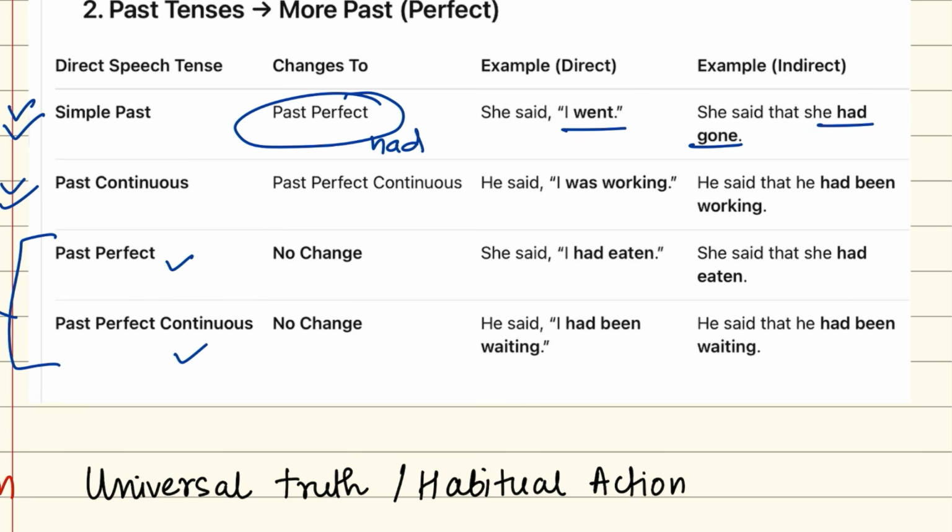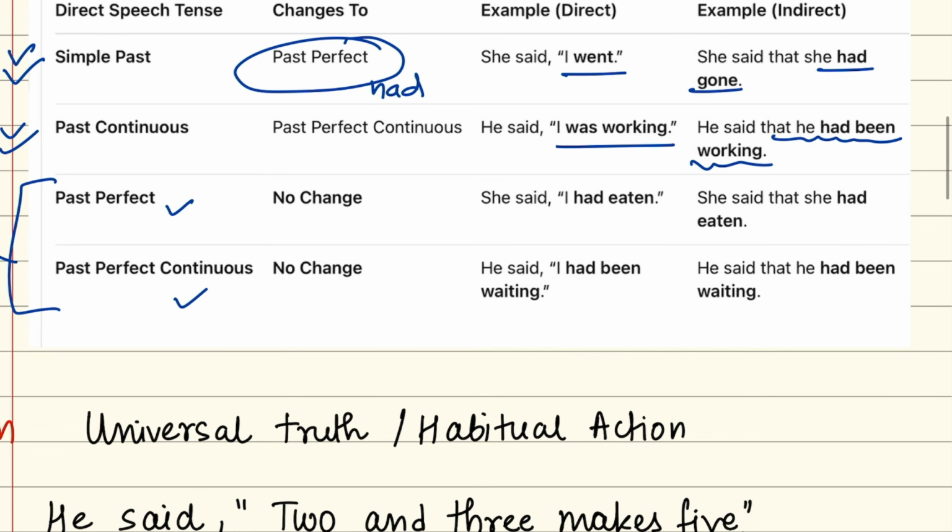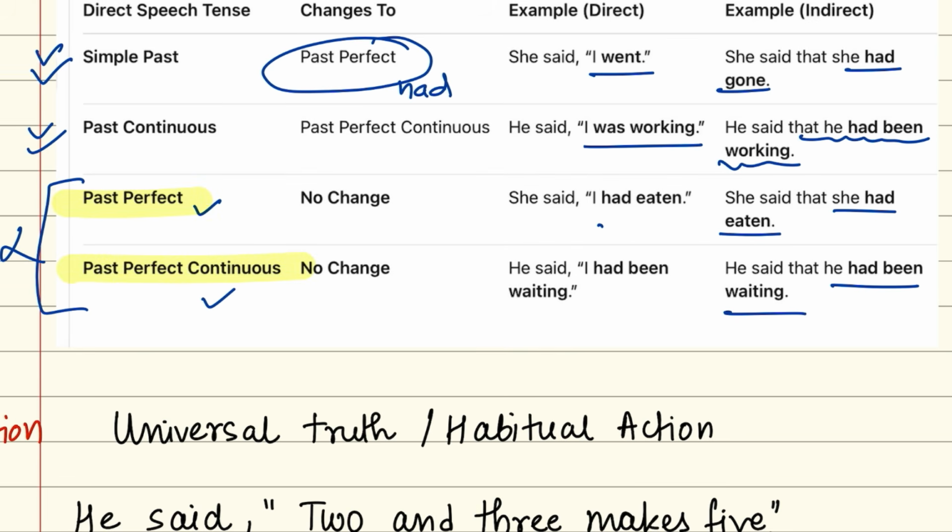Now the second one is past continuous changes into past perfect continuous. He said I was working. He said that he had been working. Easy. Now see, for past perfect, she said I had eaten. She said that she had eaten. There is no change in this case. He said I had been waiting. He said that he had been waiting. So for these two cases, you'll not be changing the tenses, right?